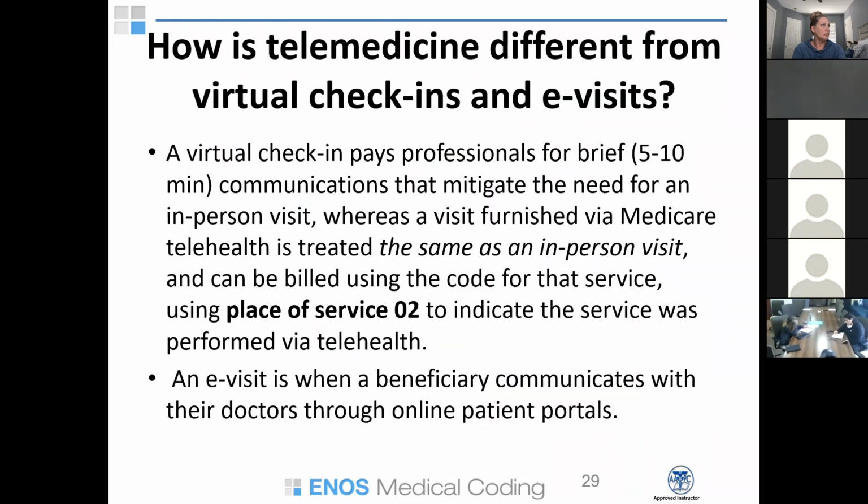So how is the virtual check-in different than the e-visits? The virtual check-in pays professionals for brief communications that might mitigate the need for an in-person visit, whereas the visit furnished via Medicare telehealth is treated the same as an in-person visit with the 99211 to 99215 with the service code 02. The e-visit is when the beneficiary communicates with their doctors through an online portal.